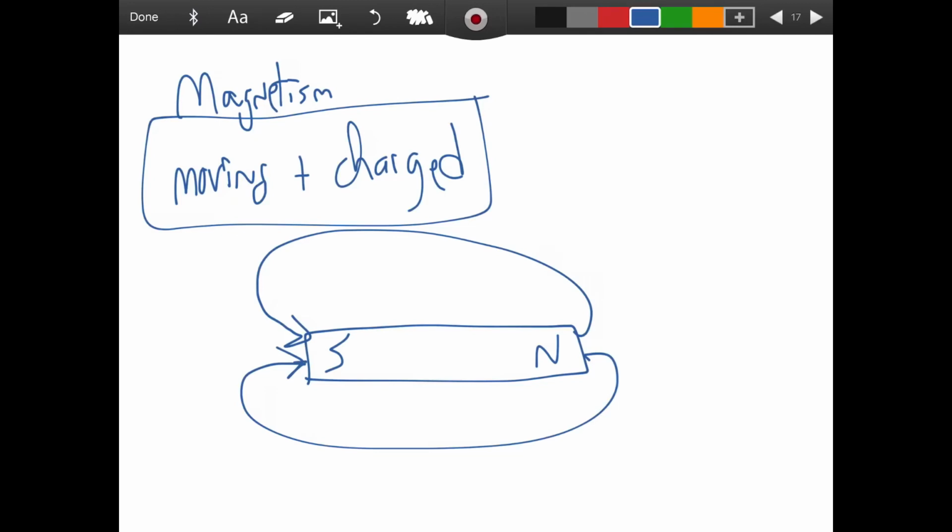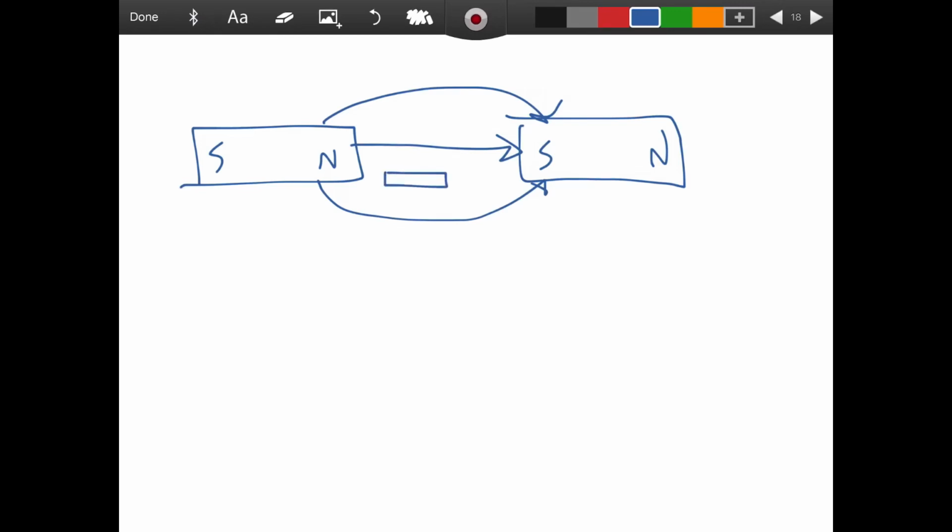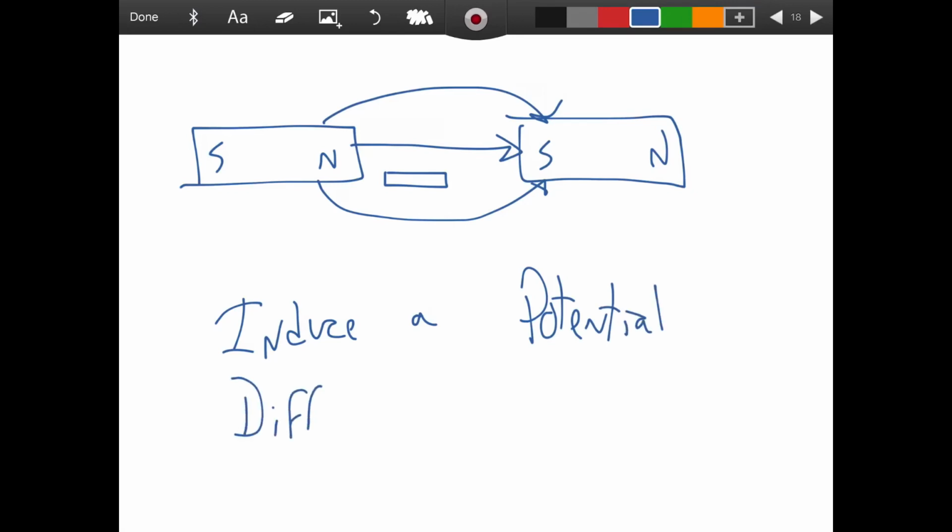And if we were to take a conductor, let's say we have these lines going here, and I place a conductor right here. In order to produce or induce a potential difference, I need to move that conductor across the magnetic field lines. I have to make sure they're physically crossing those imaginary lines in order to induce that potential difference.